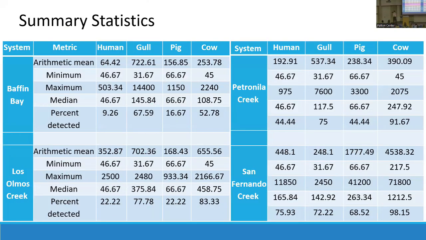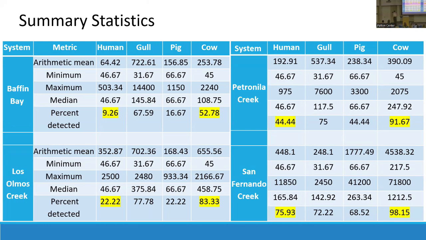So I'm going to take a look at some summary stats and tell you a little story here. So first, I want you to see the percent detected. This is how much, for each sample out of our whole sample set, the percentage where we detected that marker. So for Baffin, we detected the human marker in 9% of samples. We detected the cow marker in about 52% of samples. Los Olmos, 22% of samples we had human marker. 83, we saw the cow marker detected. Similar with Petronila, 44, 91% of samples had that cow marker.